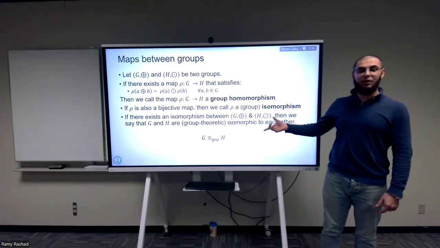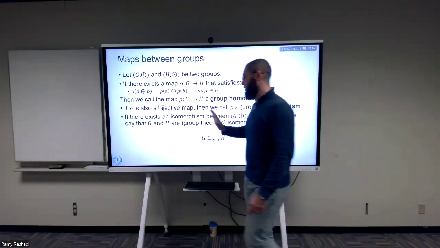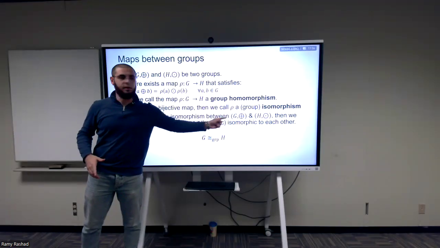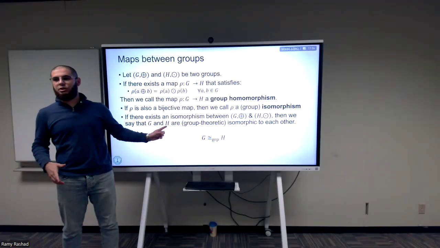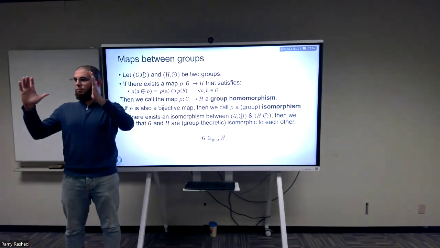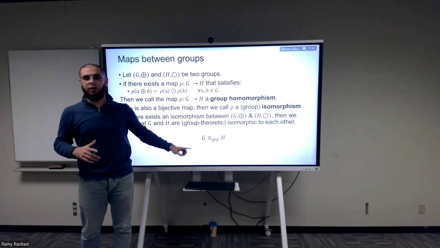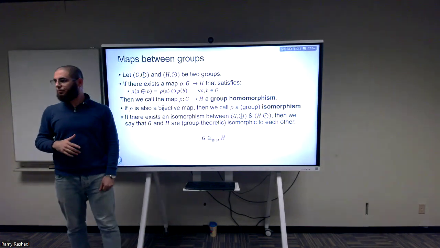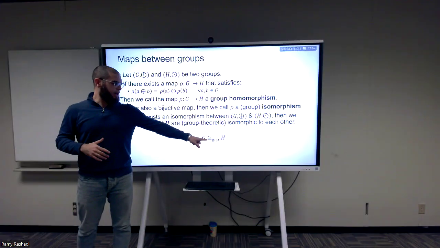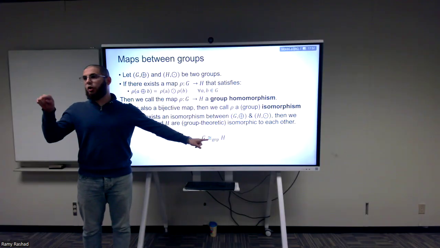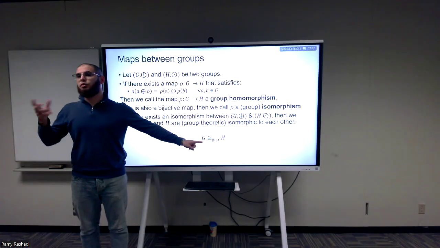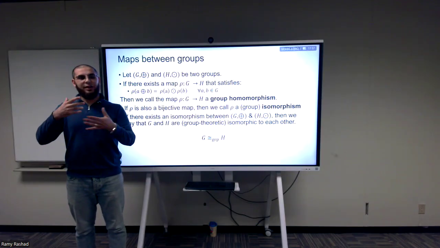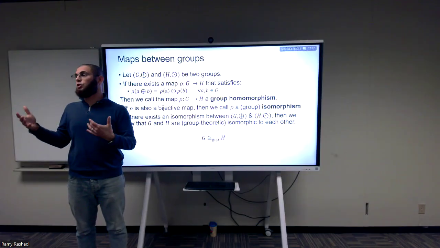So we have here something very similar. If there exists an isomorphism between 2 groups, then we say that G and H are, between brackets, group theoretic. If you remove the brackets, you can simply say they are isomorphic to each other. So G is isomorphic to H. And again, we write the GRP here to indicate we're talking about 2 groups. Can we have 2 sets that are isomorphic to each other as sets, but not isomorphic to each other as groups?